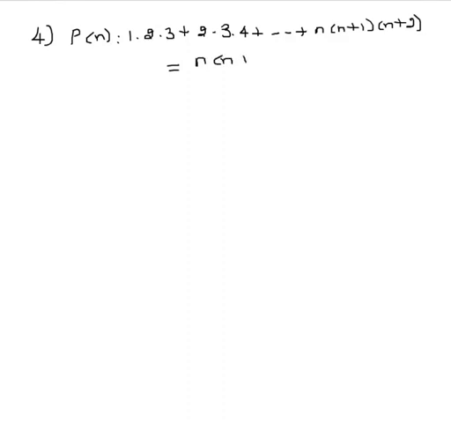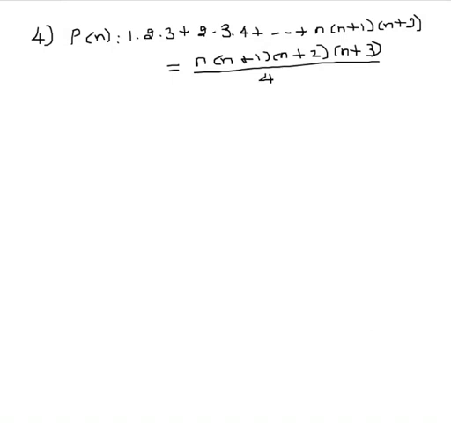Now fourth question. The given statement is p of n, which is 1 into 2 into 3 plus 2 into 3 into 4 plus etc. n into n plus 1 into n plus 2 equal to n into n plus 1 into n plus 2 into n plus 3 divided by 4.